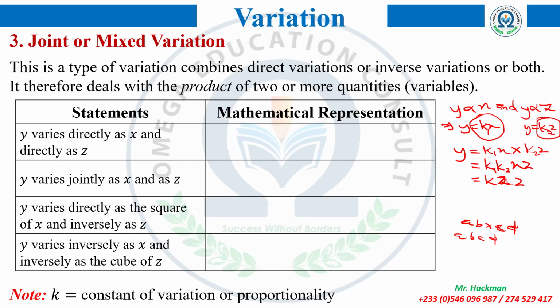So it means, just as we did for the direct and indirect, we will introduce only one K for joint or mixed variation as well. So now this is what we were expected to write. This implies that straight away, you should write this. Y varies directly as X, so it will be X. And again, directly as Z, so it will be Z.